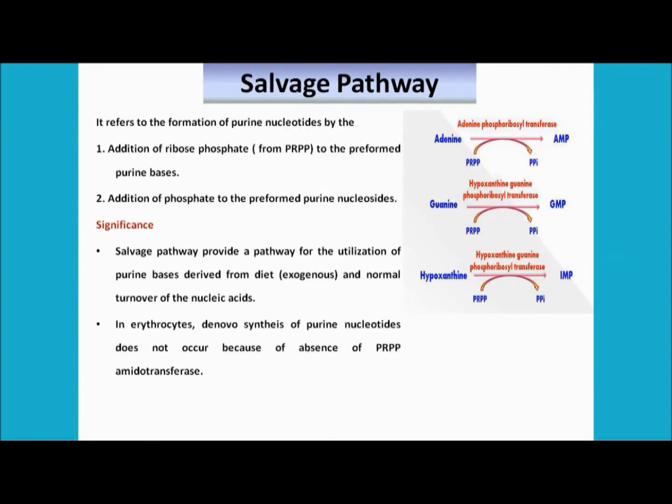Moreover, we know that erythrocytes are devoid of the nucleus. If the nucleus is not there, definitely there is no chance of the presence of DNA and RNA. But in the erythrocyte, what actually happens? The de novo synthesis of purine nucleotides does not occur, because of the absence of the enzyme PRPP amidotransferase. The requirement of the purine nucleotide is met by the salvage pathway.